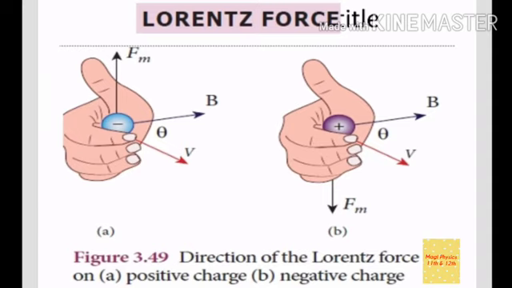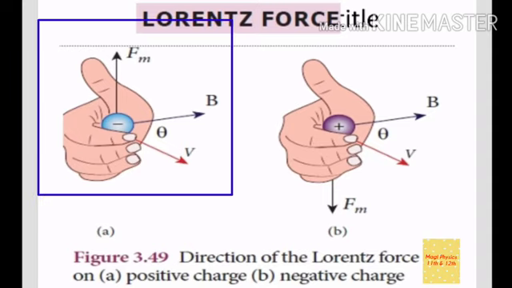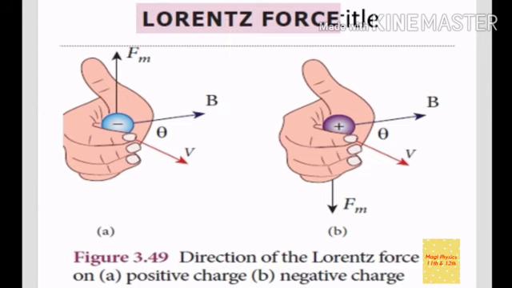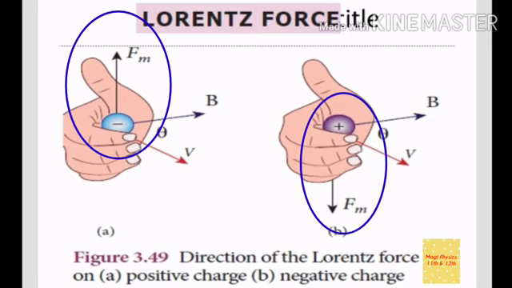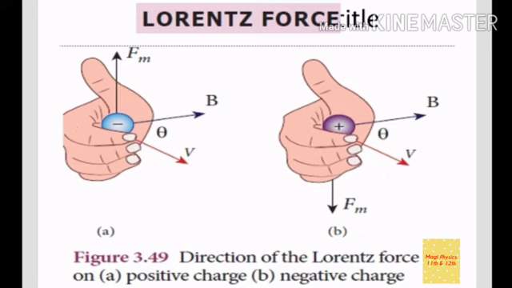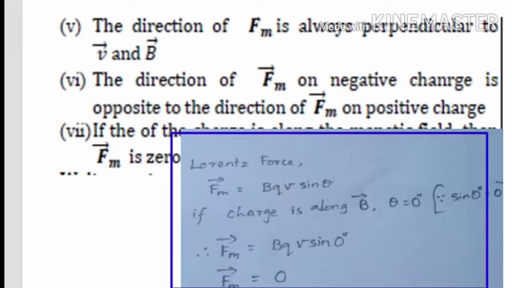The direction of Lorentz magnetic force is always perpendicular to the velocity v vector and the magnetic field B vector. The direction of Lorentz magnetic force Fm vector on a negative charge is opposite to the direction of the Lorentz magnetic force Fm vector of a positive charge. If the charge is moving along the magnetic field, then the Lorentz magnetic force Fm vector is said to be 0.